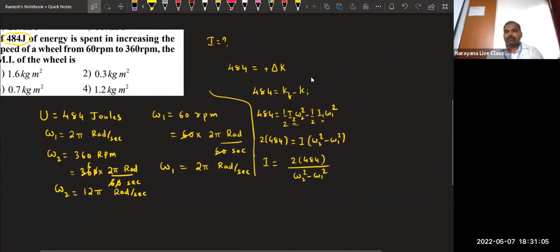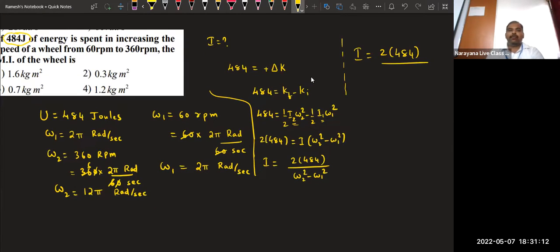Substitute the moment of inertia. How much? 2 into 484 whole divided by omega 2 value. How much? 12 into pi whole square minus 2 pi whole square. So moment of inertia, how much here?